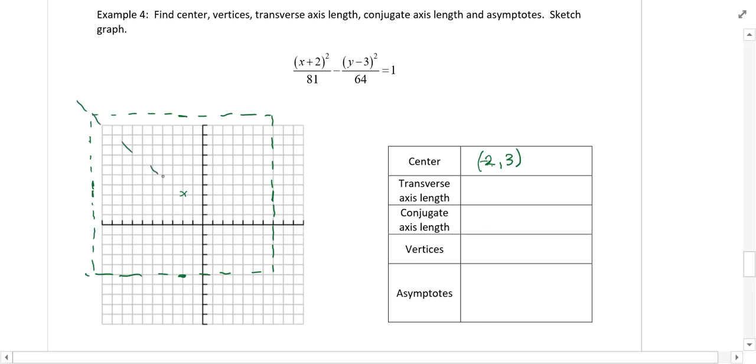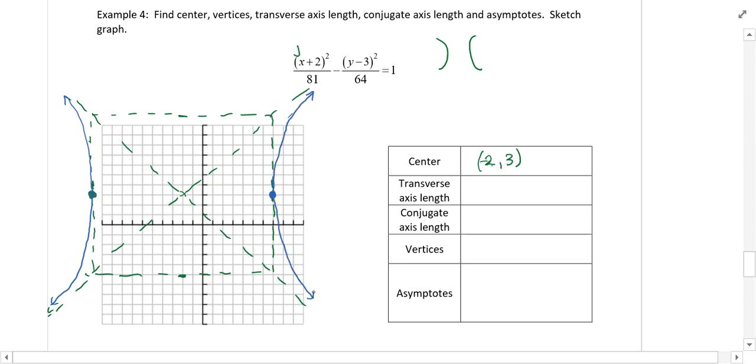All right. So since my x is the one that's positive and my y is negative, this is a left and a right, which means we're going to be right here. There's that. And right here. And here. So my transverse axis length is going to be 18 units.